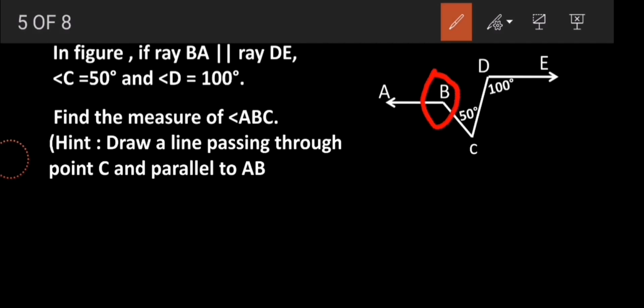Very first, let's locate the angle that I need to find. As I need to find angle ABC, in the question a hint is also provided to us. What is the hint? Draw a line passing through point C and parallel to AB. So it will look something like this, and of course it is parallel. I'm just drawing it randomly. So they have given us a hint and some details also.